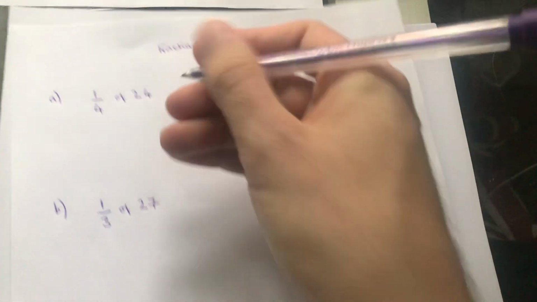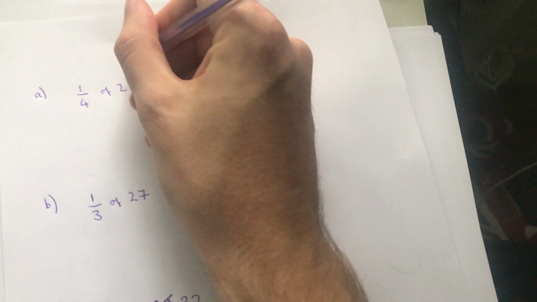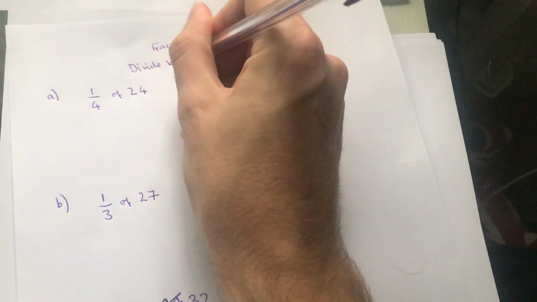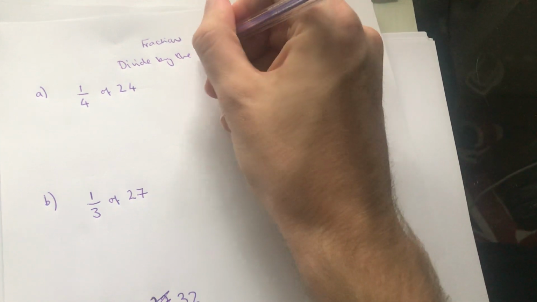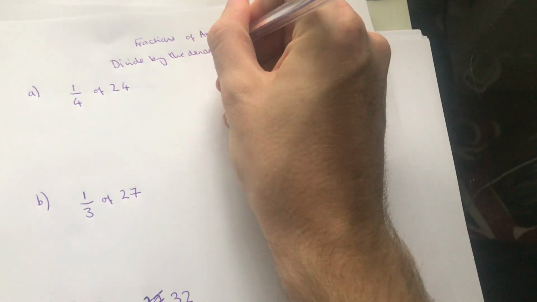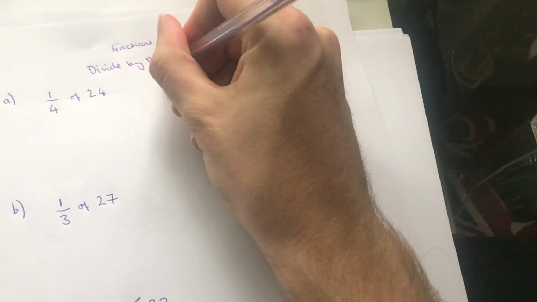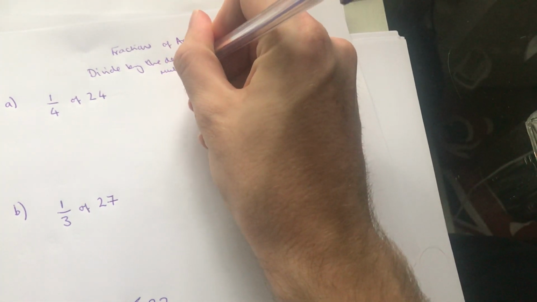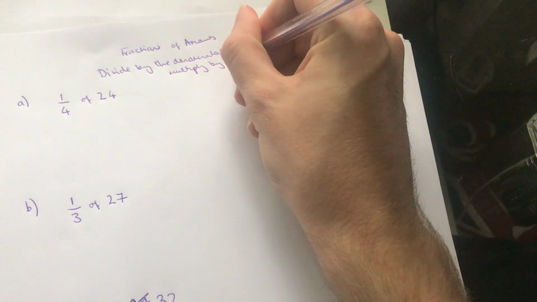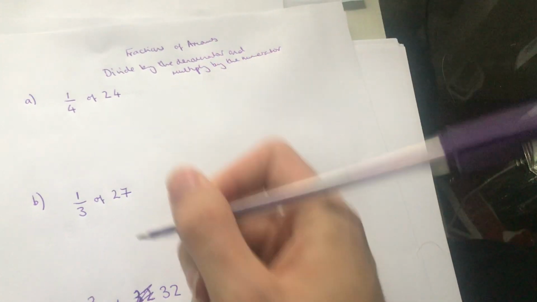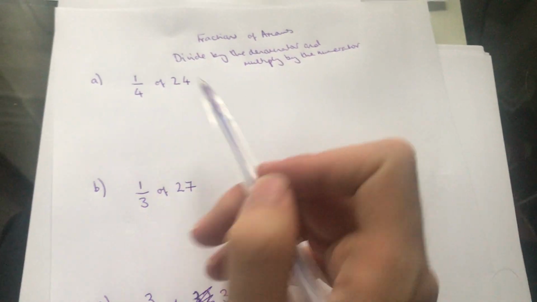We divide by the bottom, so we're going to write that out. We divide by the bottom, which is the denominator, and multiply by the top number, which is the numerator. So let's use that rule and apply it to this question here.